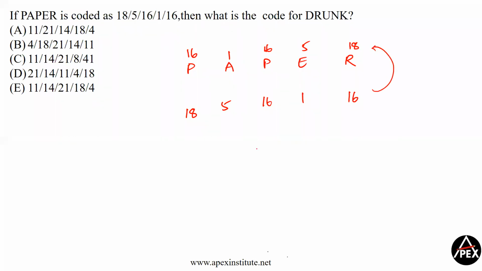So we need to do the same for drunk. So 4, 18, 21, 14 and K is 11. So it should be 11, 14, 21, 18 and 4. Okay, so do we have this in the options? Yes, option E. So I guess option E should be the right answer. Clear? Perfect. So moving ahead.